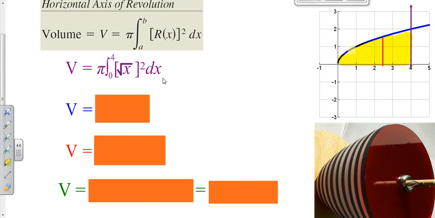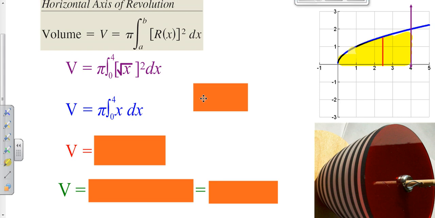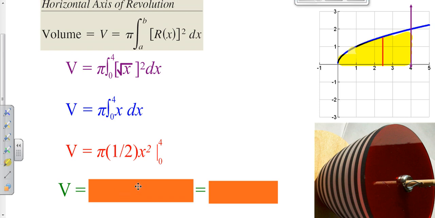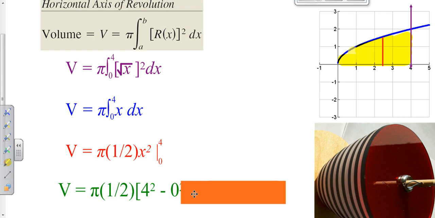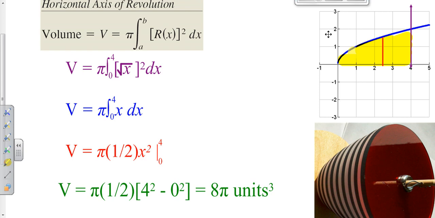And now remember, we're looking at the volume of a disk. That's the area of a circle, which is pi r squared. So we have to take our radius and square that. So that simplifies down just a little bit. And then we can just do our basic integration to find our volume. Plug in our 4 minus what we get when we plug in 0, which doesn't change it, and we end up with 8 pi units cubed.